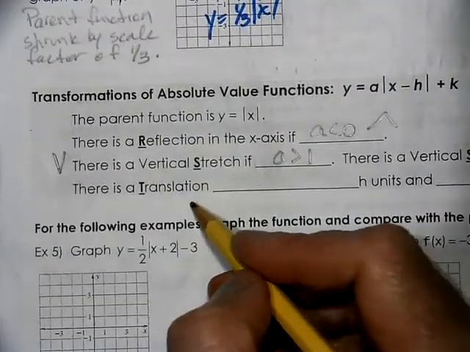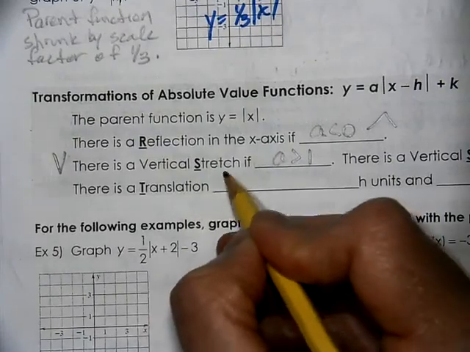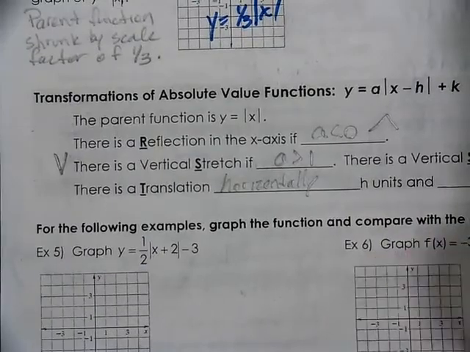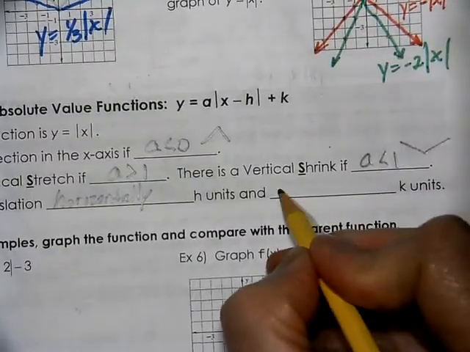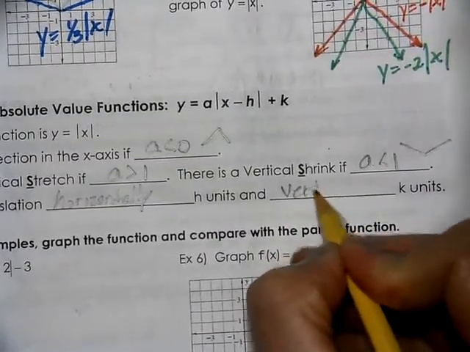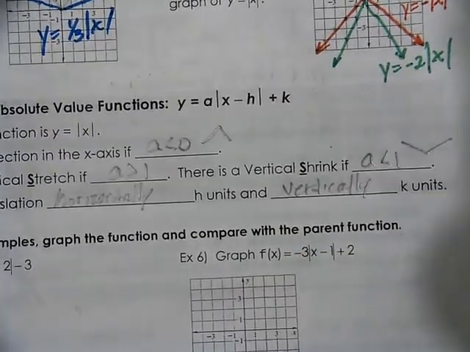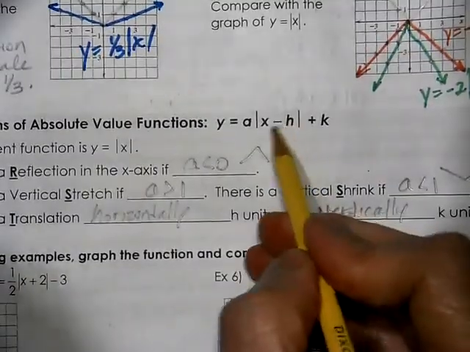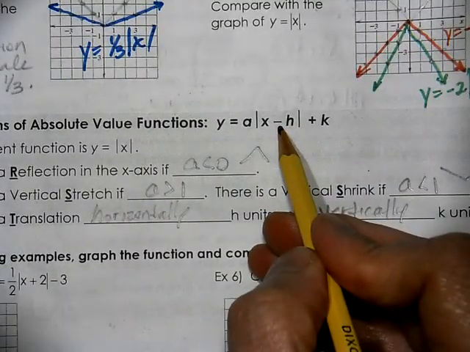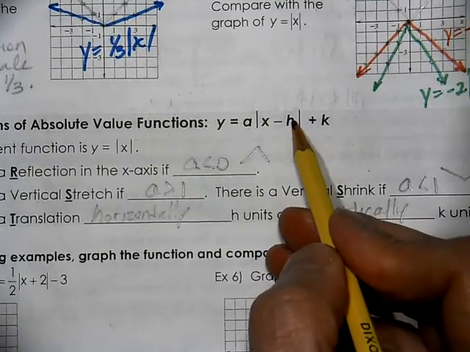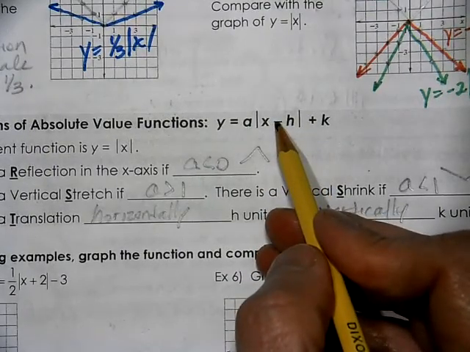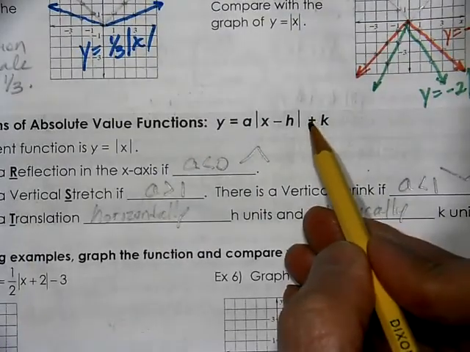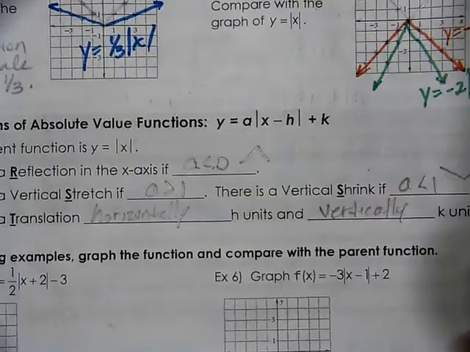You have your translation, which we're going to translate horizontally h units, and we're going to translate vertically k units. So in here, h is always the opposite of what you think. Not because of the absolute values, but that's the way the h value works. The k is exactly the way it looks because of the plus. This is opposite because of the minus.